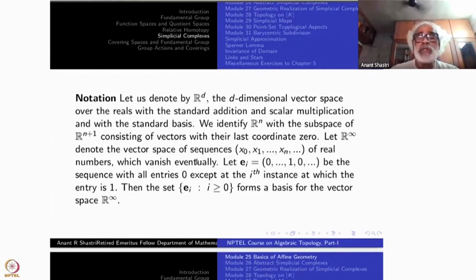So this will allow us to study all the R^d simultaneously. The notation is R^infinity, which consists of all infinite sequences of real numbers which are eventually zero. After a certain stage, only zeros are there, which in terms of vector spaces is a direct sum of infinitely many copies of R. So that is R^infinity.